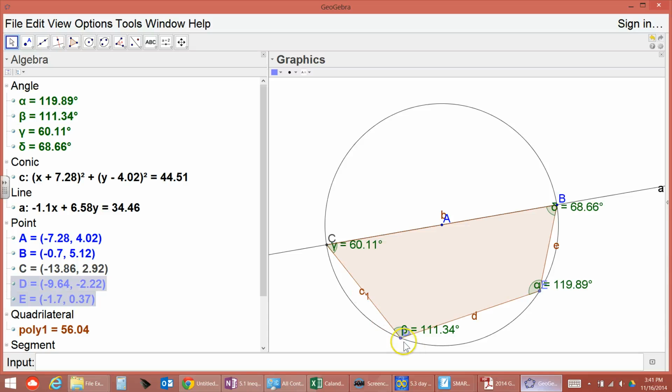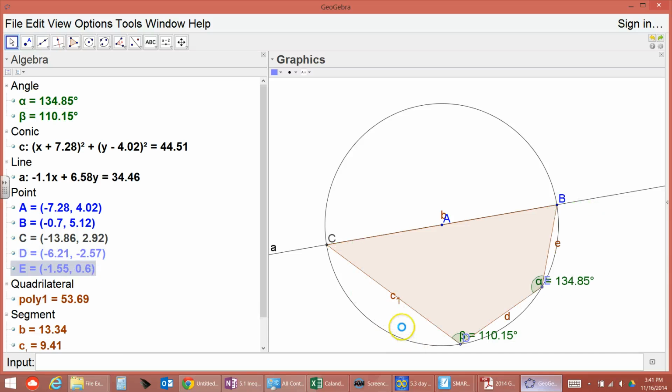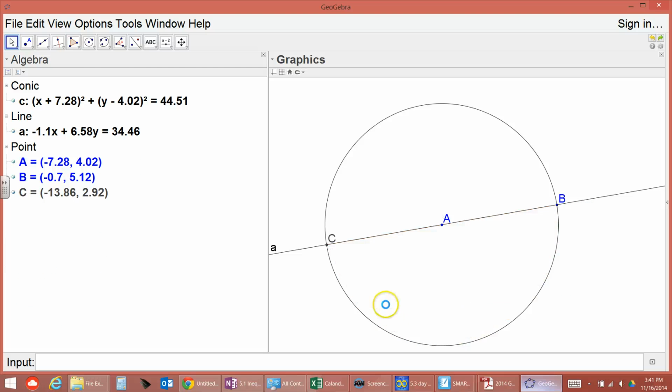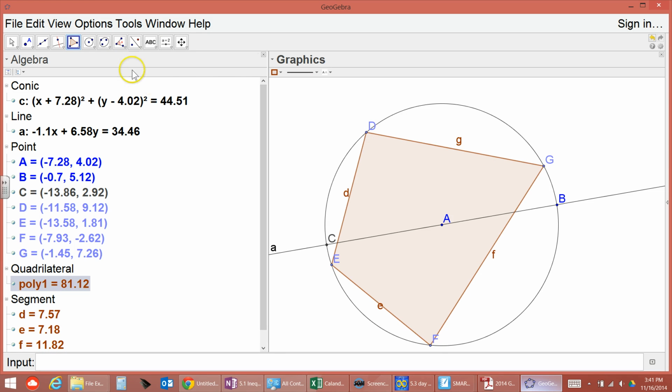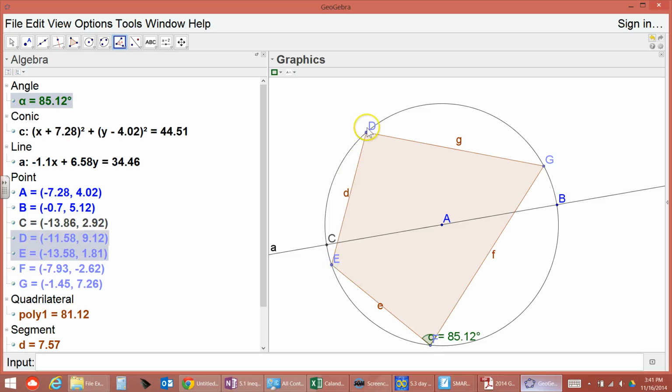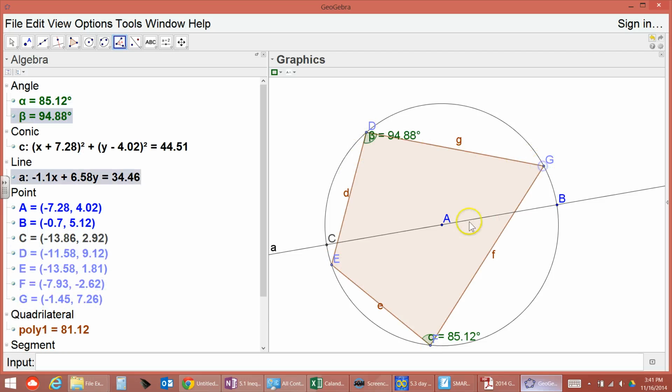I could change my quadrilateral. Go ahead and undo this, and I'll make a different quadrilateral, and the angles will still be the same. I can make it any quadrilateral I want right here. And as soon as I bring up the opposite angles, you'll see that they add to 180. 95 plus 85 adds up to 180.